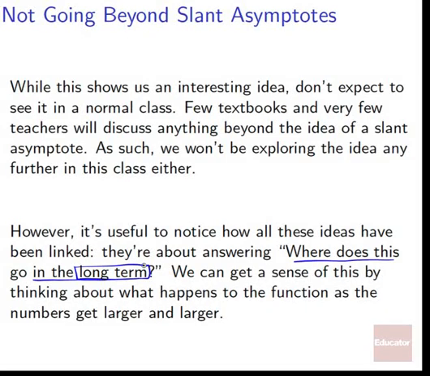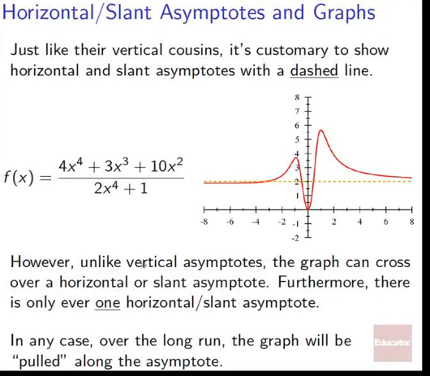It could behave in these non-slant asymptote ways where it pulls into a parabola or some other polynomial shape, but we're going to restrict ourselves to just horizontal and slant asymptotes since that's what most other courses look at, and they're also the easiest for us to approach right now. Horizontal and slant asymptotes on graphs, just like their vertical cousins, it's customary to show horizontal and slant asymptotes with a dashed line. So we normally use a dashed line to show, hey look, here is an asymptote.